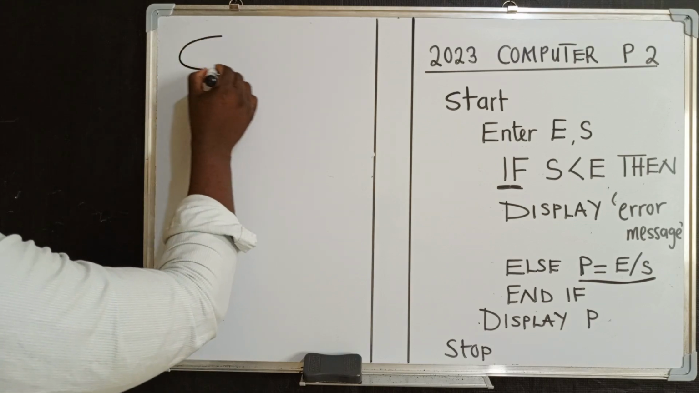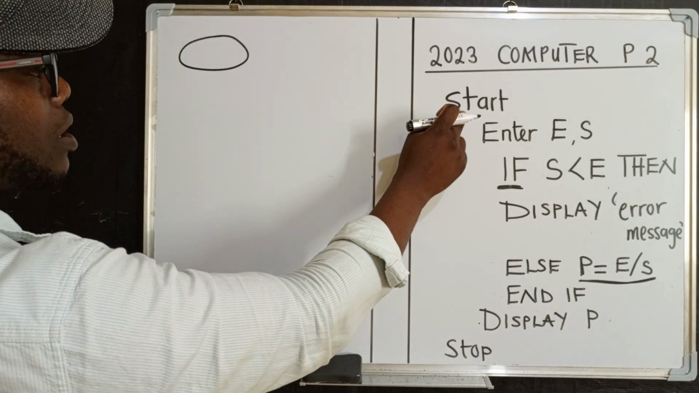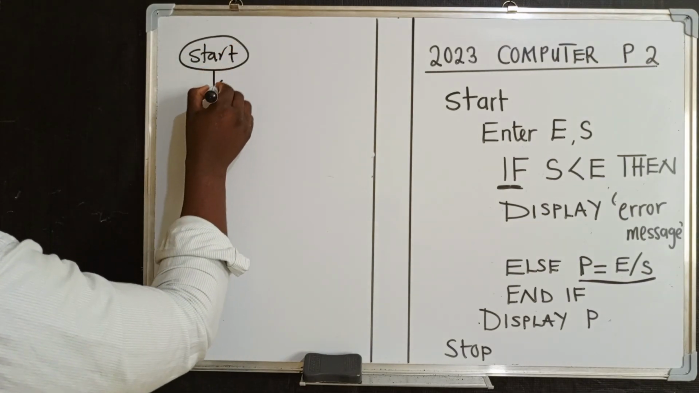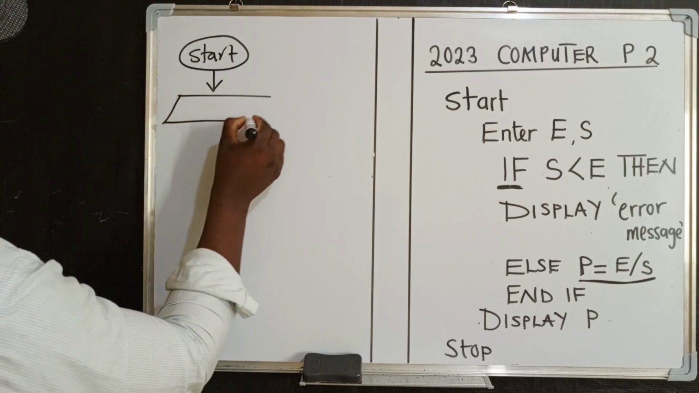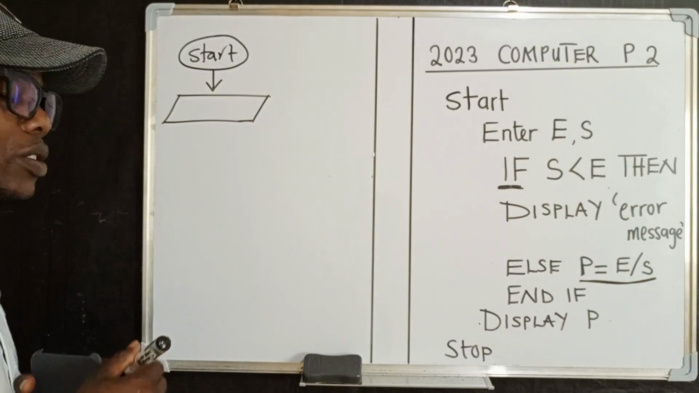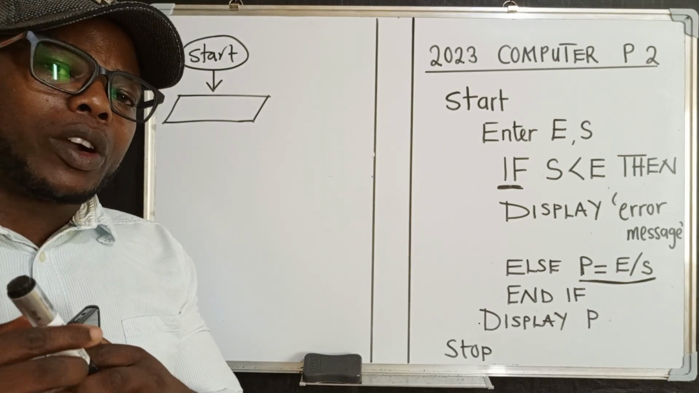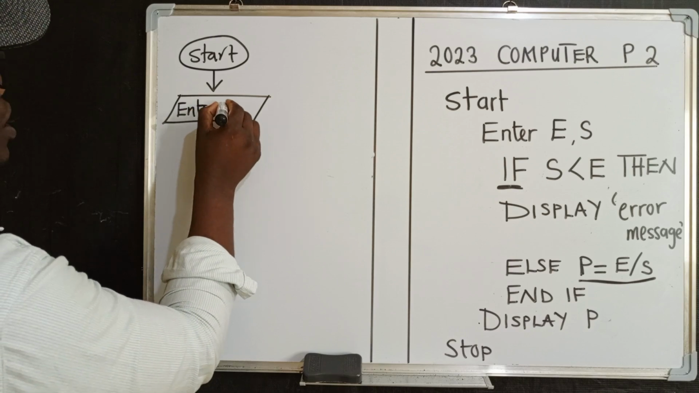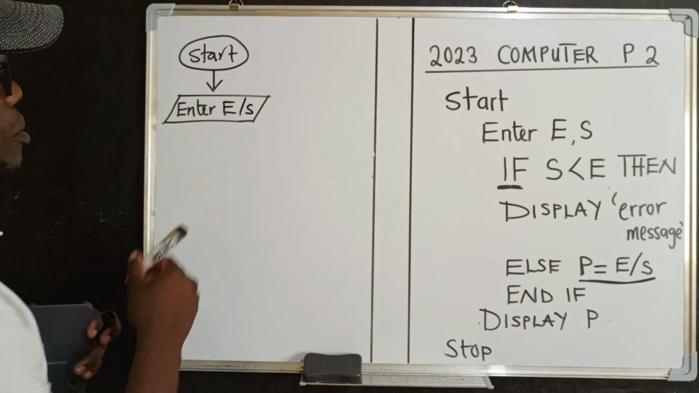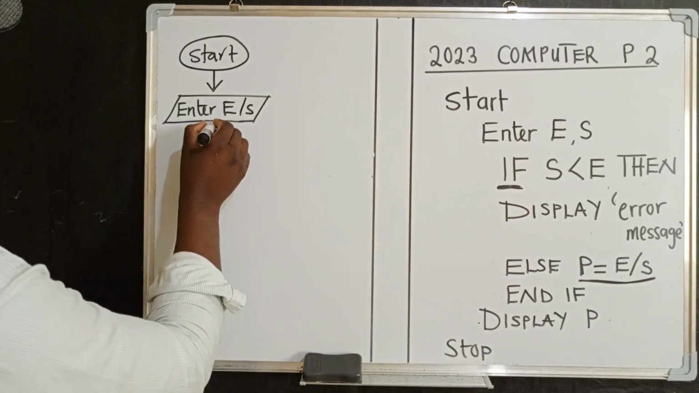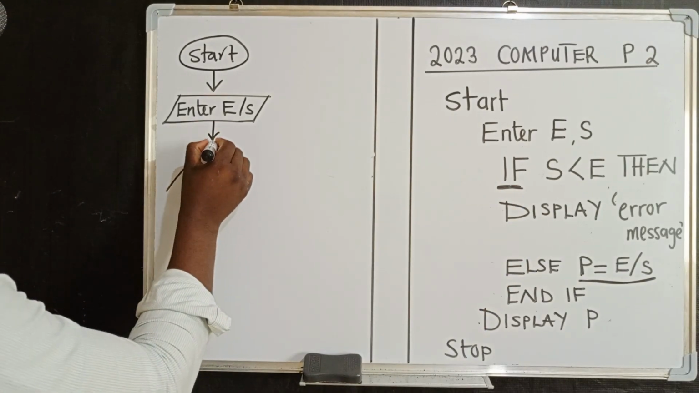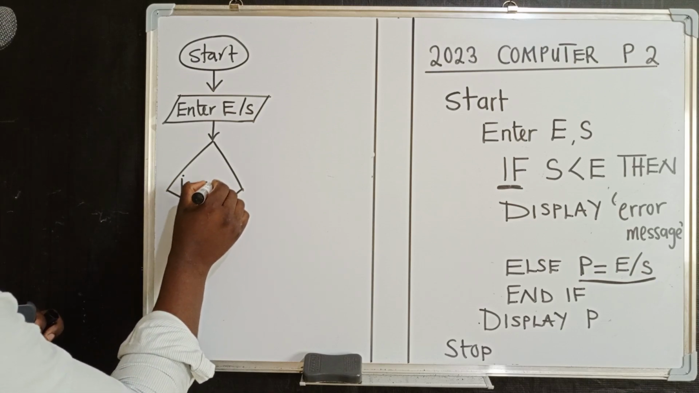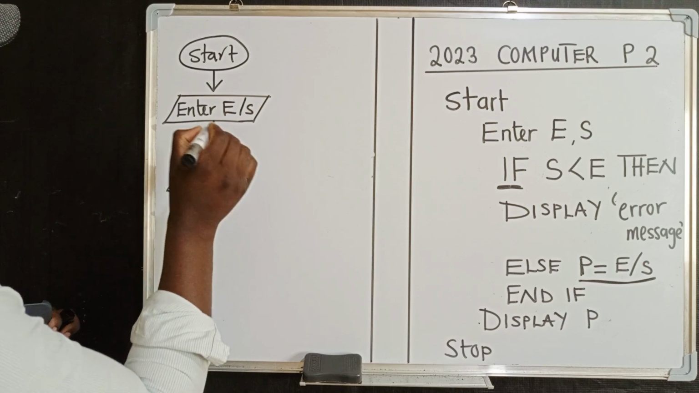So this would be like this, an oval shape, because here it said start. You write your start. Okay, and then an arrow, we come to enter. Remember, for enter, we said we are supposed to use a parallelogram. So you say enter E slash S. We now come to this if. So for if, it will be a diamond shape. This is where we're going to say is S less than E? Even put a question mark.